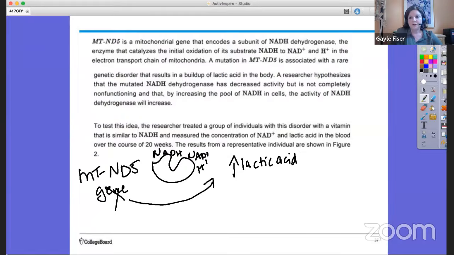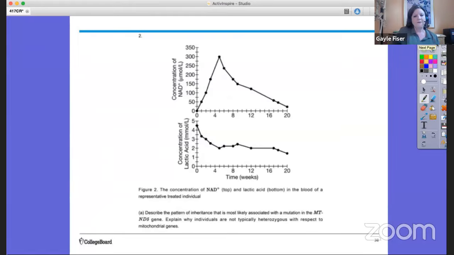So let's go to figure 2. All right, so I have a graph of concentration of NAD, and then I have a graph with concentration of lactic acid. Both are over 20 weeks. Okay, and I see a peak at week 5. And what about week 5 here? It's a low point, but overall I see a decrease going down in the trend. And this trend went up and then down.